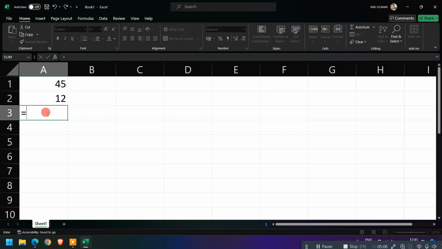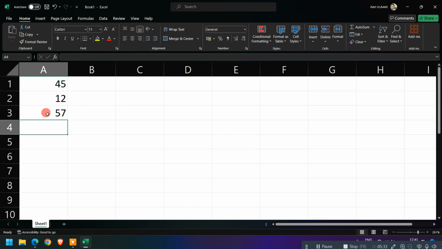To add 45 and 12, I am going to add these two numbers by using cell references. The cell reference of 45 is A1. You can see A1 has been selected, plus A2. A2 has also been selected. Both cells have been selected. When I press enter, the value will be calculated.